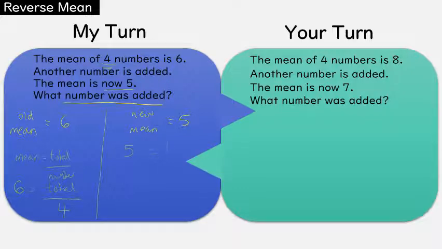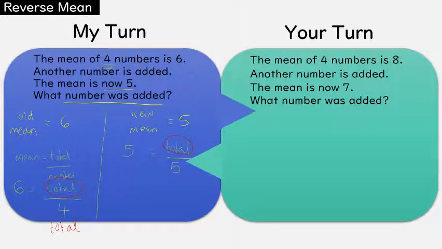I don't know the total, but I do know that there are now 5 numbers. So if I find the total before the number was added and the total after the number was added, surely the difference between the two totals will be what number was added. So how am I going to work out the total from this one here?